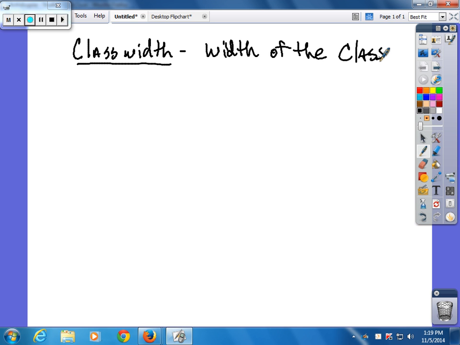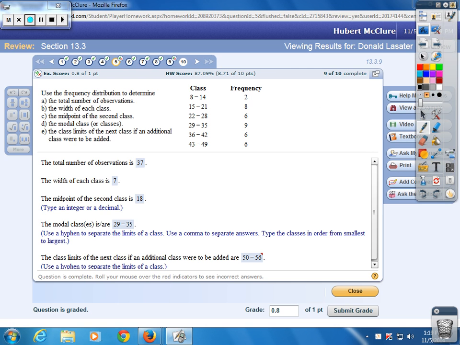Usually, I tell students to take the lower class limit of the second class minus the lower class limit of the first class, or the upper class limit of the second class minus the upper class limit of the first class. Now, what does all that mean? Well, that means over here, and I'll go back and forth with this definition, so don't spaz. This right here, this 8, is your lower class limit of the first class.